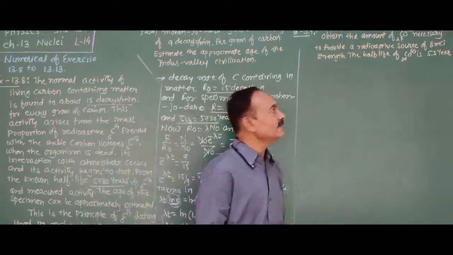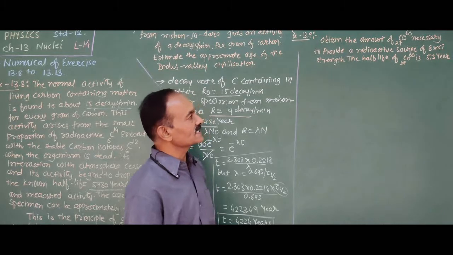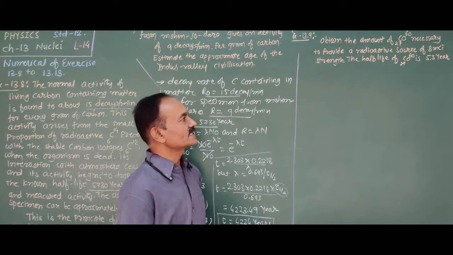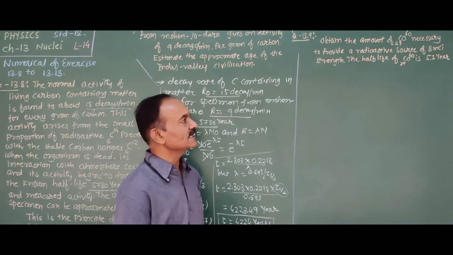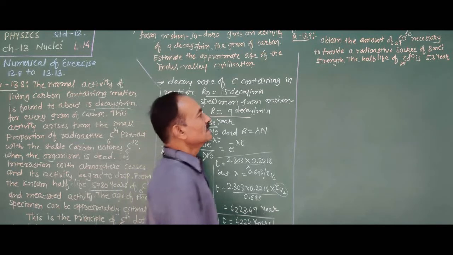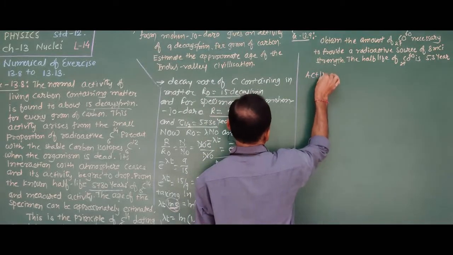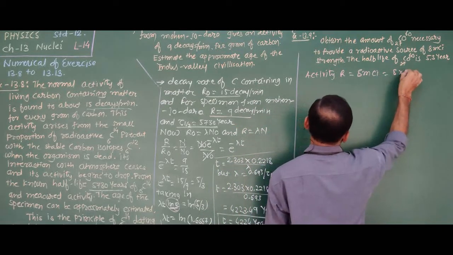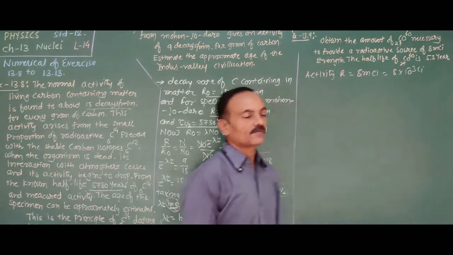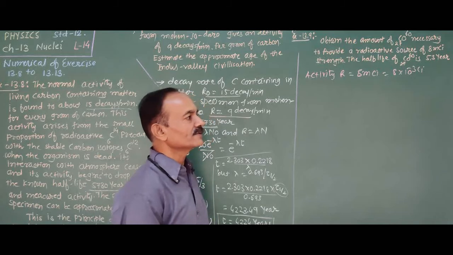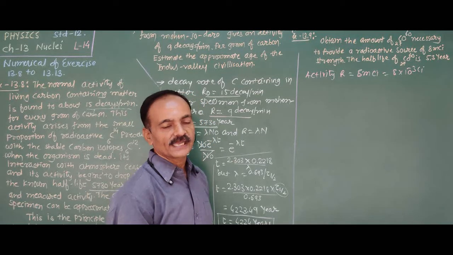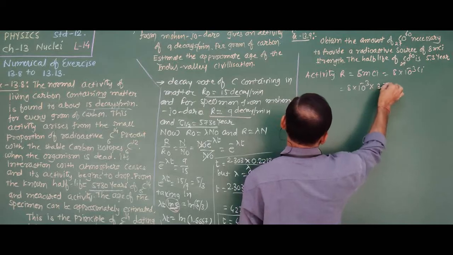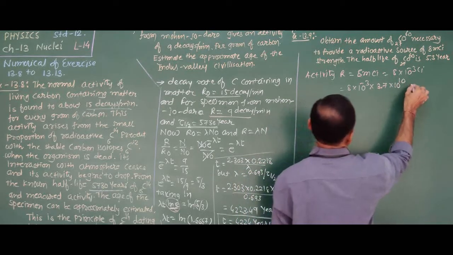Now the next is 13.9. Obtain the amount of cobalt-60 necessary to provide a radioactive source of 8 millicurie strength. The half-life of cobalt-60 is 5.3 years. So the resultant activity is given: R is equal to 8 millicurie, that means 8 into 10 to the power minus 3 curie. But we know that 1 curie is equal to 3.7 into 10 to the power 10 disintegrations per second, or decays per second.